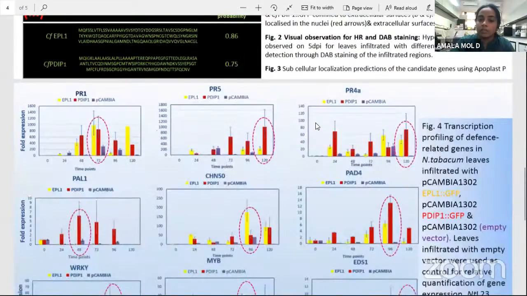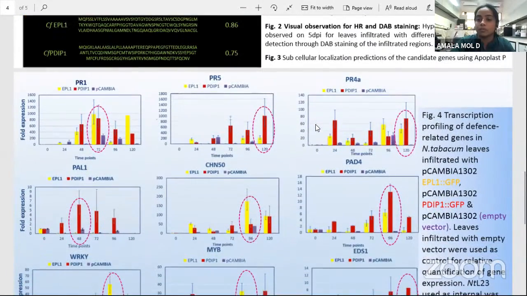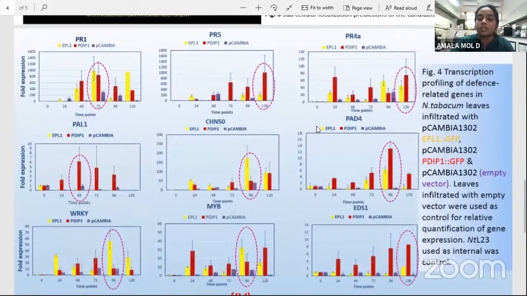Following which we went for the transcript profiling of various defense-related genes in the agroinfiltrated samples, monitored during different time intervals. Out of 13 genes studied, we could see that 9 genes showed remarkable upregulation during different time intervals. The comparative transcript analysis was done using the delta-delta CT method, and the experimental control used was the pCAMBIA empty vector infiltrated leaves, and the internal control was NtL23, a ribosomal protein coding gene.